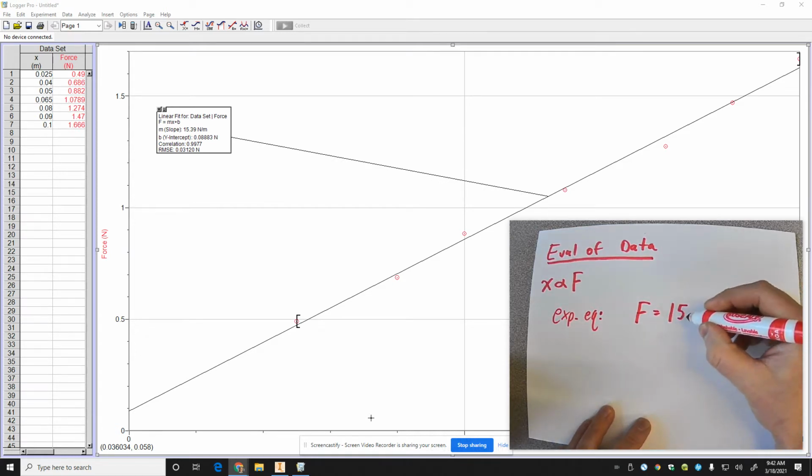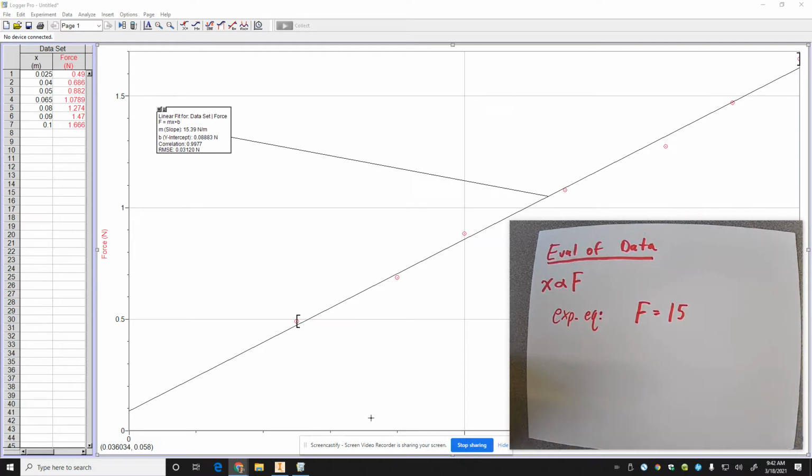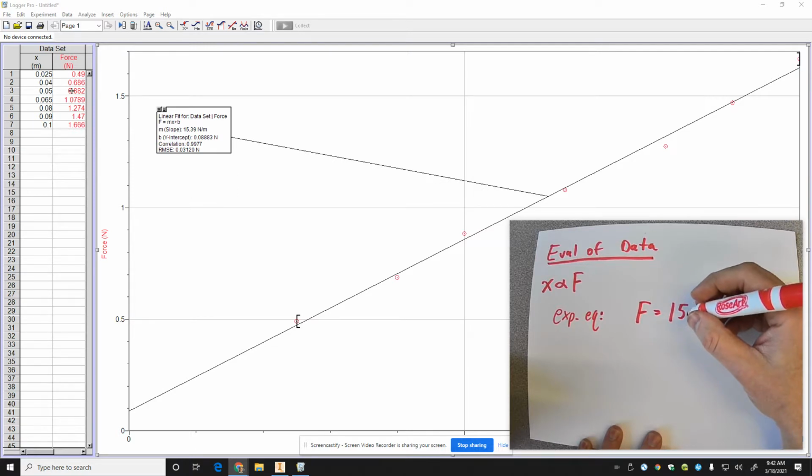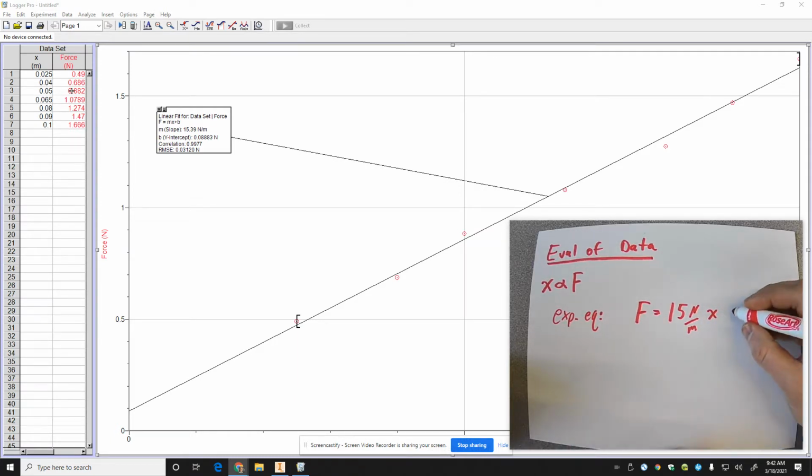I'm going to do 2 sig figs, because if you look at the raw data for my spring lengths, I only did 2 sig figs. It was 4.0, 5.0, and so on. So the slope of my line shouldn't be any more precise than that. Logger Pro will always give you 4 sig figs no matter what you put in. So anyhow, we're just going to go 15 newtons per meter times the stretch length. Our y-intercept here is fairly significant, and we'll talk a little bit about that. 8.9 newtons, so 2 sig figs.